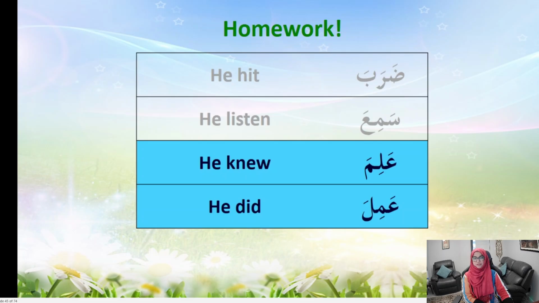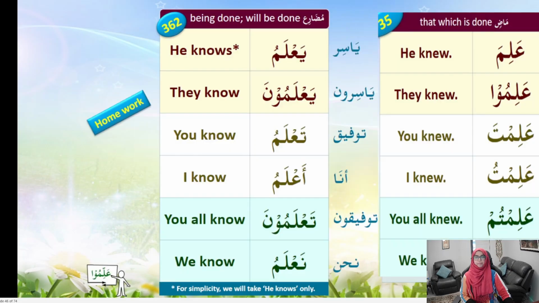So let's see how it works. Same like Sami'a. Both of these are going to be exactly like Sami'a. Let's practice. Alima, alimu. He knew, they knew. Alimta, alimtu. You knew, I knew. Alimtum, you all knew. Alimna, we all knew. Okay, now that's the Madi.